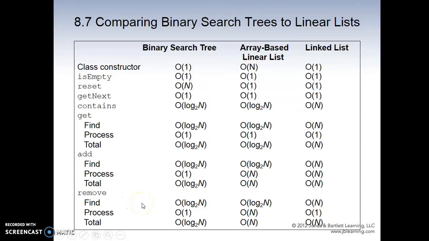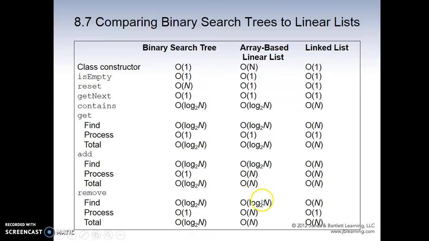Remove. So we just see the remove. In a BST, we do a recursive remove, which is going half and half to find the location, so about log n. The process just sets the links, so the total is log n.